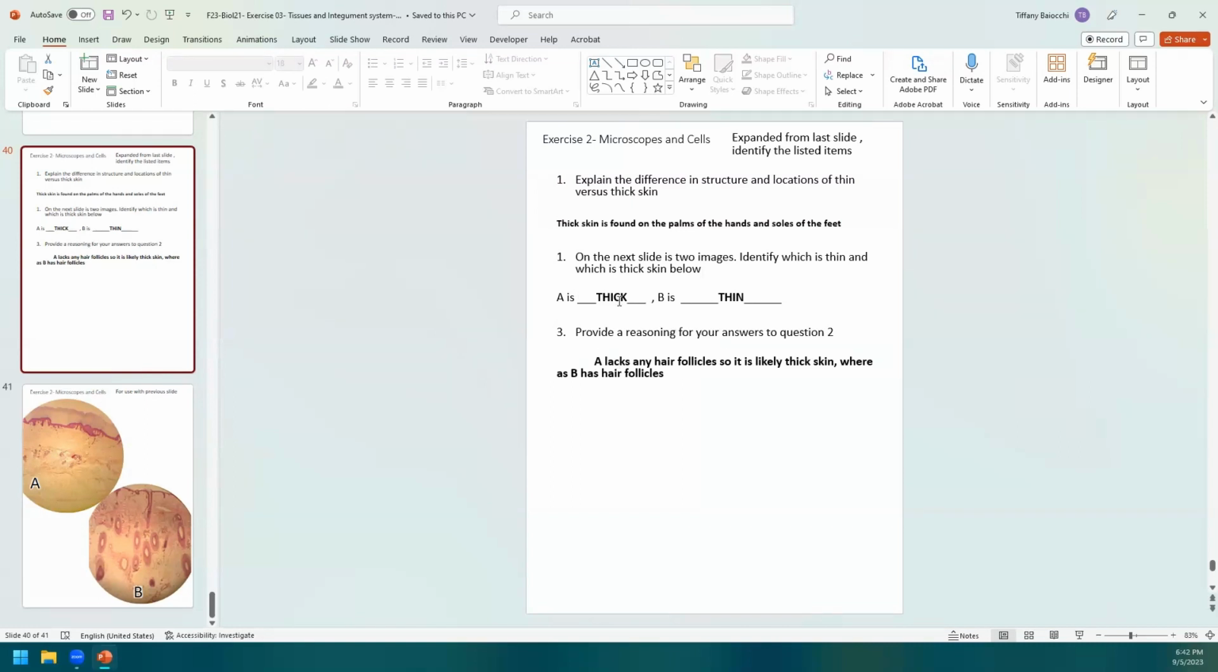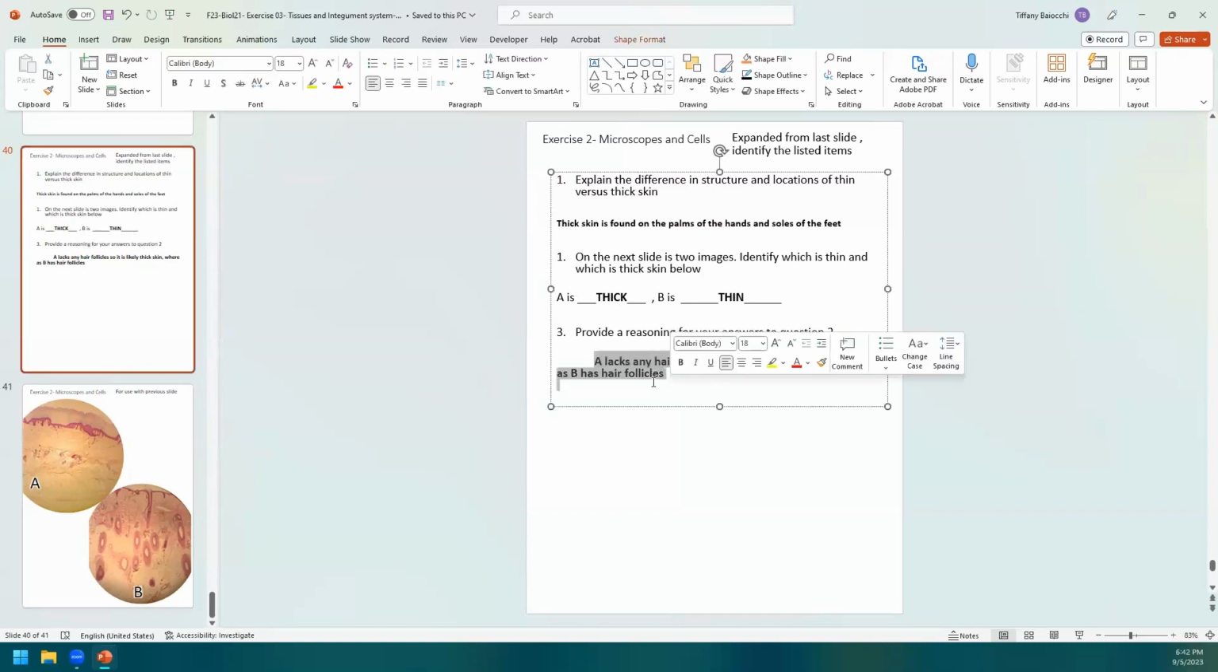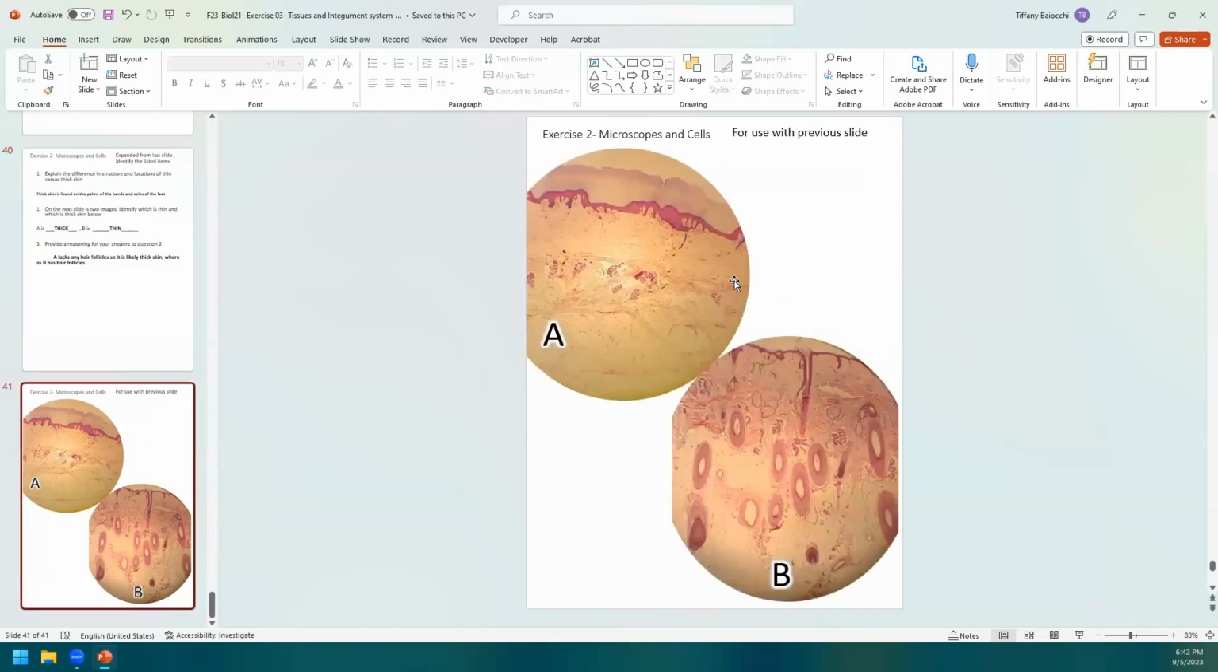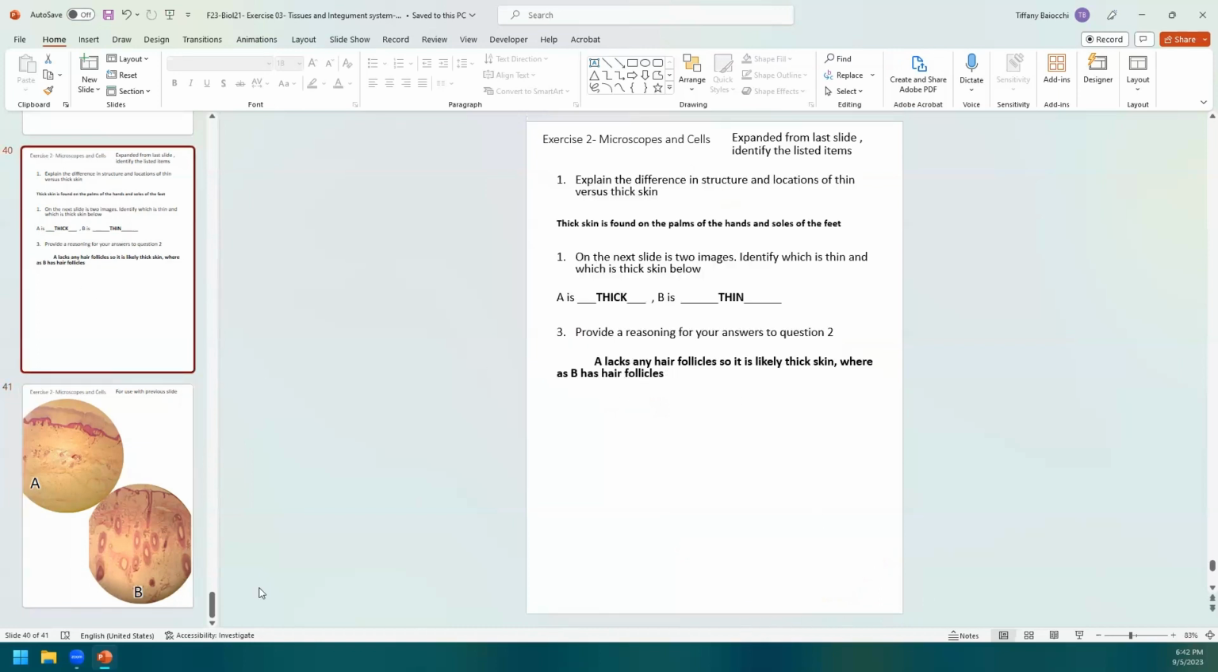Provide a reasoning as to your answer to A and B. One of the most stark differences is the presence of hair follicles. A does not have any hair follicles, thus it must be thick skin, and B does have them, so B must be thin skin. So that was the reasoning there.